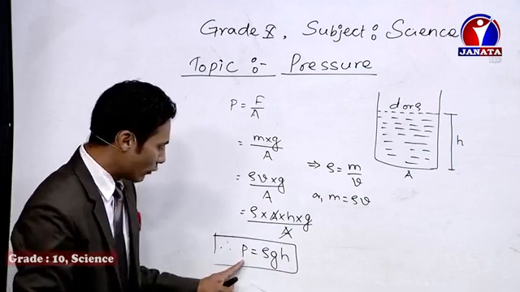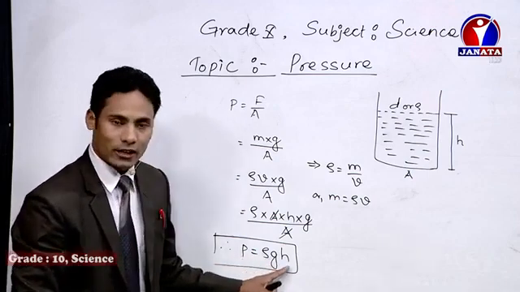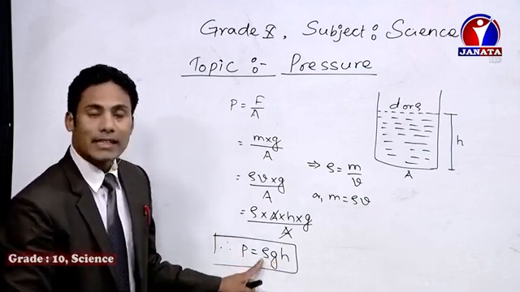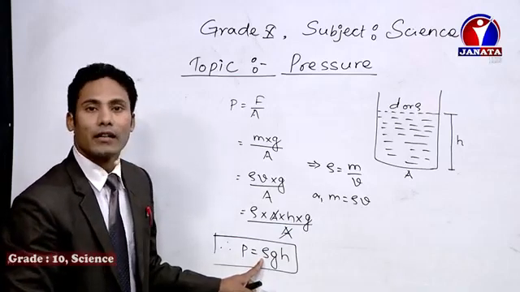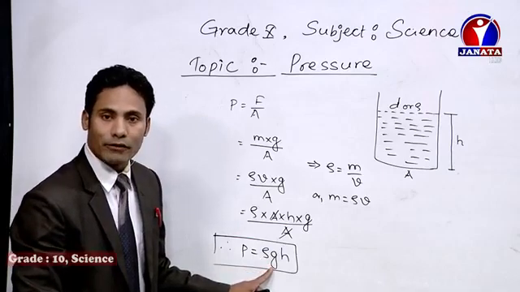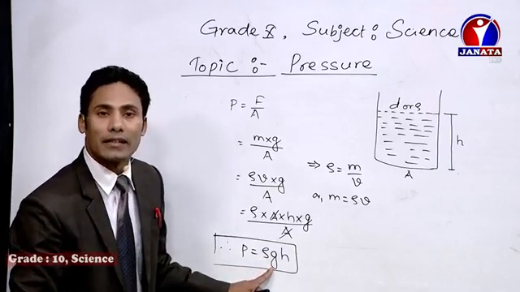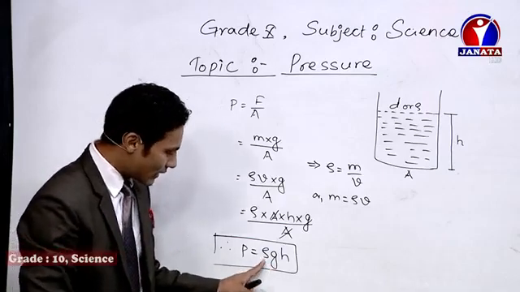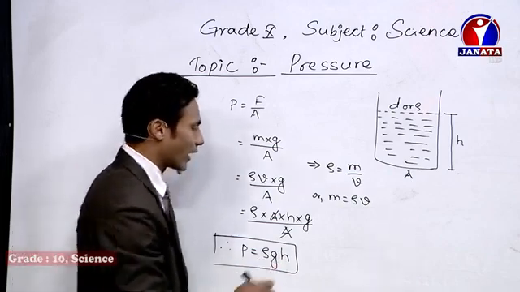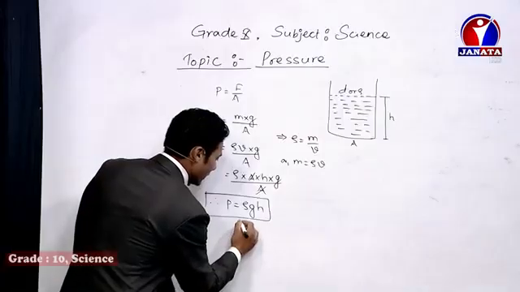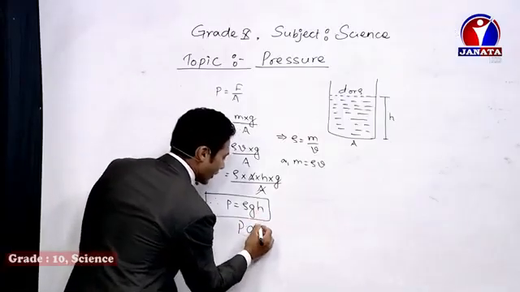Now in this liquid pressure P equals rho g h, the density of the liquid is a constant for a certain liquid, and acceleration due to gravity is also constant for a particular place. That means the density and the acceleration due to gravity are constant. That's why we can say P varies with the height.